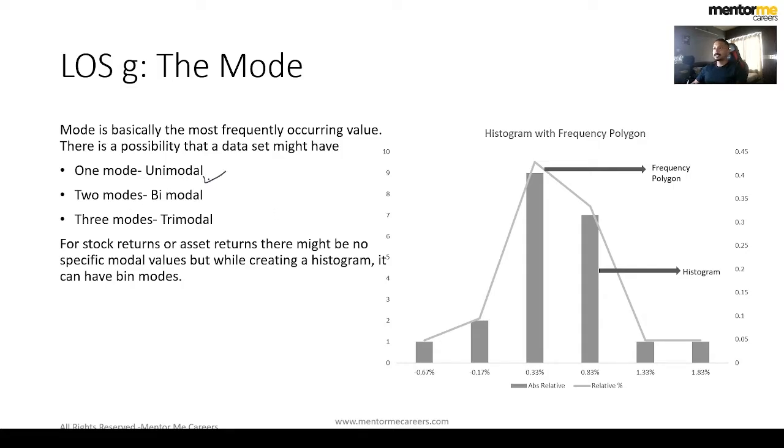The mode, as I said, I've already covered this. A data set can be unimodal, or it can have two modes. For example, there might be frequencies in which 2% might be repeating 5 times and 3% also might be repeating 5 times. So then you have two modes.